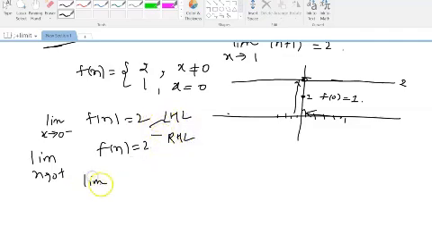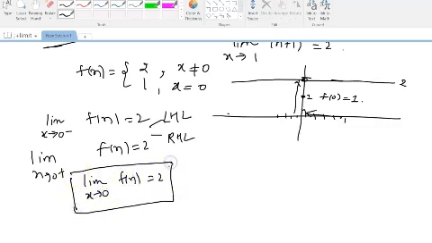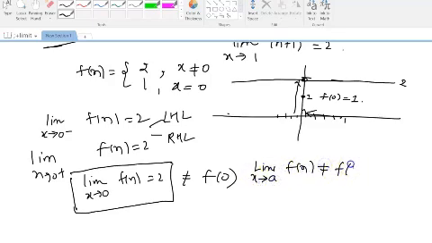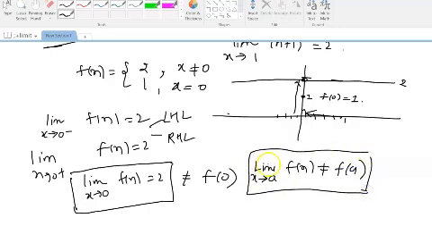So it means we can say that limit x tends to 0, f(x) is 2, because the concept of existence of limit is that your left hand limit and right hand limit should be same. But this is not equal to f of 0. So from this example, we can say that limit x tends to a, f(x) is not same as f of a, but it could be same in some cases. Let's see that case.